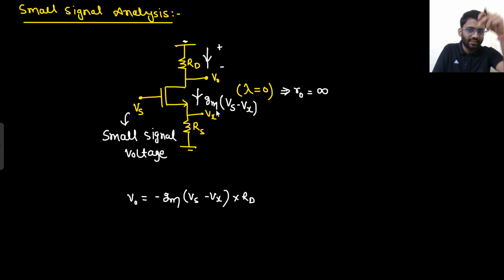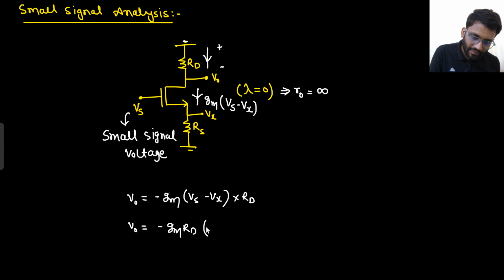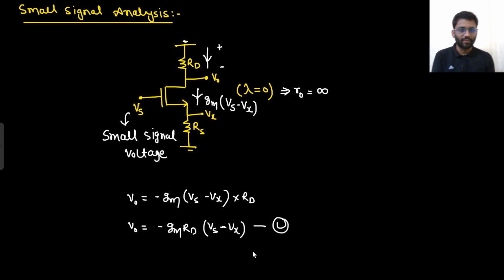Current is Gm into Vs minus Vx. So RD into Gm into Vs minus Vx, and the minus sign will also be there. What will be your V0? That will be minus Gm RD into Vs minus Vx. Now you can write down the gain. The only problem is this Vx. So this is the problem, and we have to eradicate it. We have to eradicate Vx somehow. You can write down Vx in terms of V0 as well or Vin as well. The target is to eradicate Vx. How will you eradicate Vx?